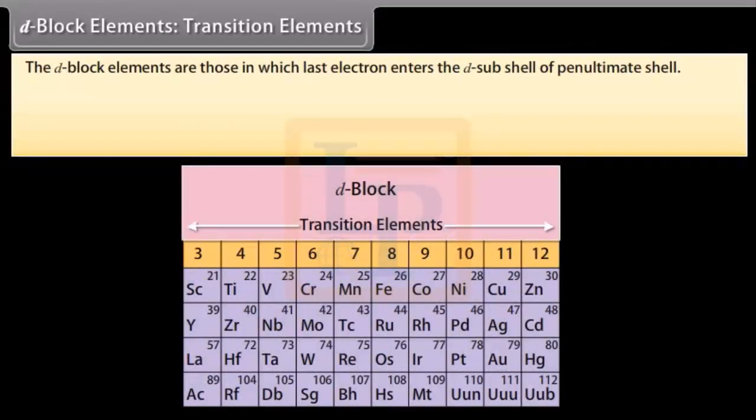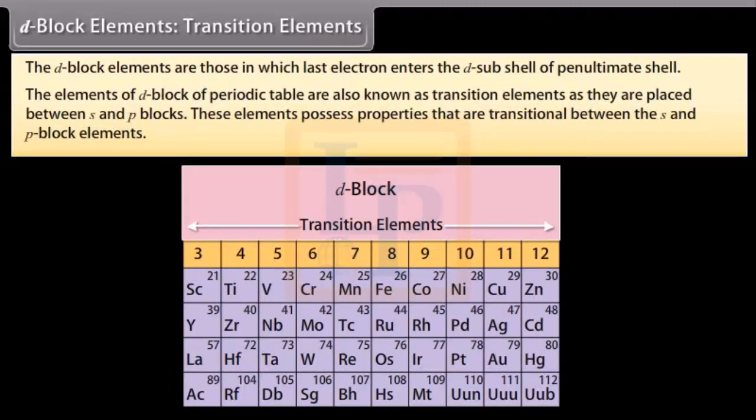D block elements, transition elements. The D block elements are those in which the last electron enters the d subshell of the penultimate shell. The elements of the D block of the periodic table are also known as transition elements as they are placed between s and p blocks. These elements possess properties that are transitional between the s and p block elements.